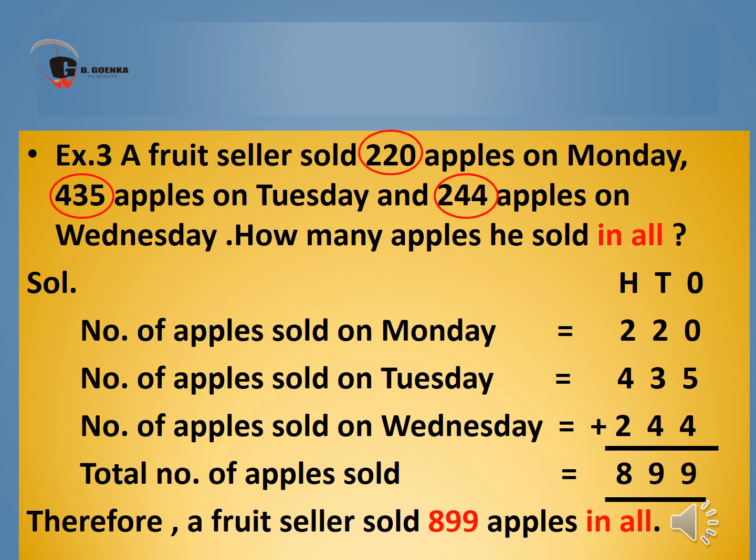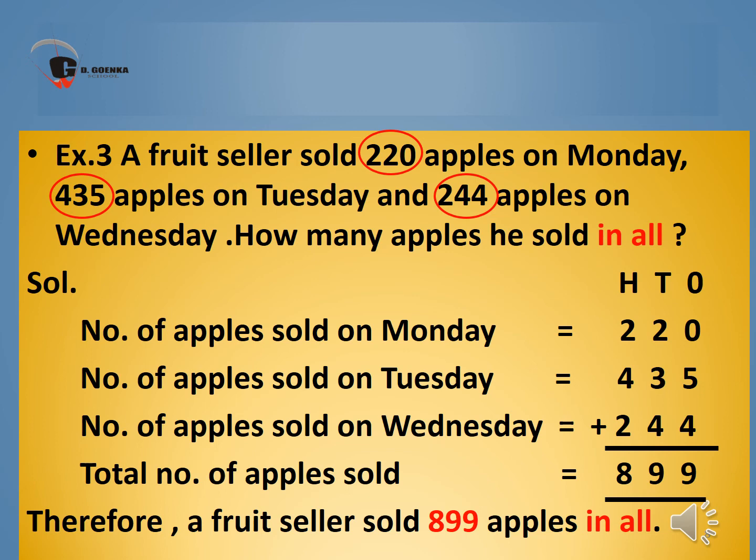Number of apples sold on Monday is 220. Number of apples sold on Tuesday is 435, and number of apples sold on Wednesday is 244. So first we align all our statements under ones, tens and hundreds, and now we will add our numbers. So total number of apples we will find out. So first we'll add the ones value, that is 0, 5 and 4. 5 plus 4 is 9. 9 plus 0 is 9.